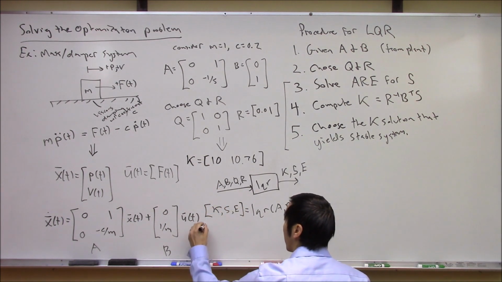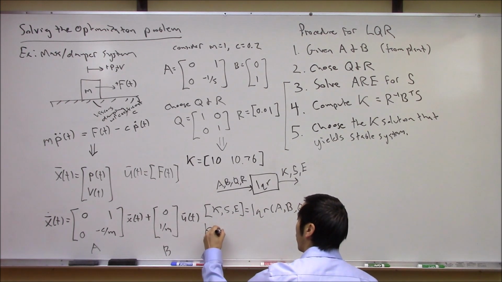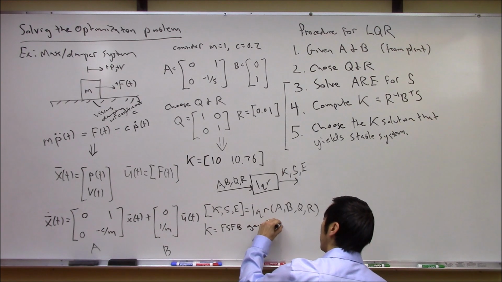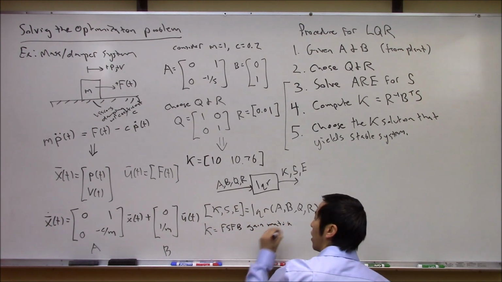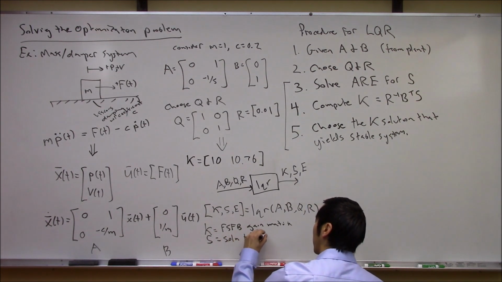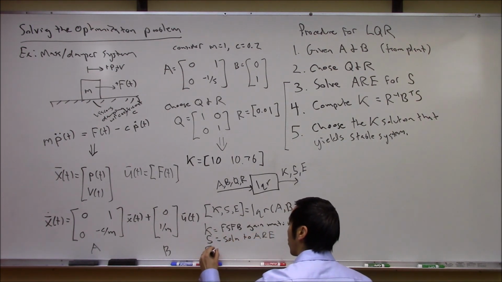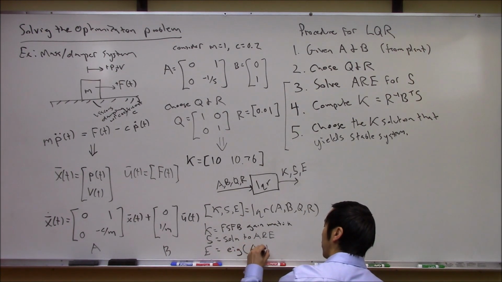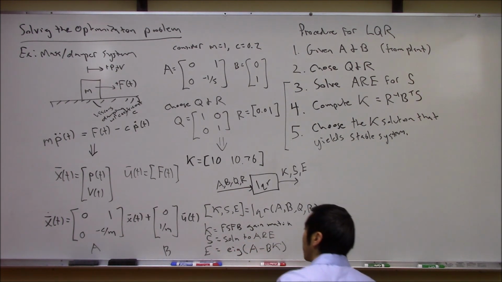So again here, K is going to be your full state feedback gain matrix. S is going to be the solution to the algebraic Riccati equation, and E is going to be the eigenvalues of the closed loop system, right? A minus BK, right? Great.